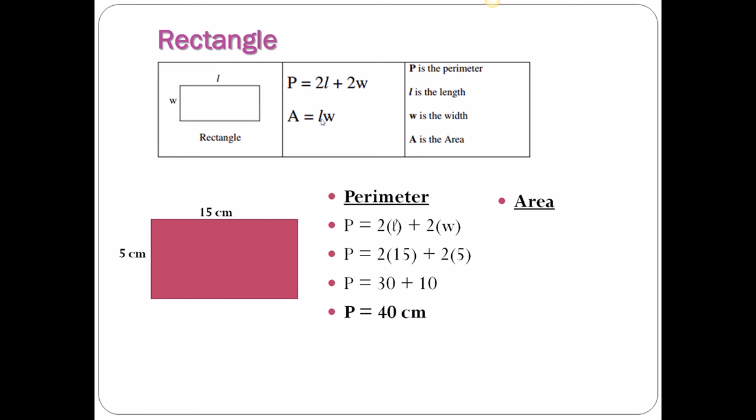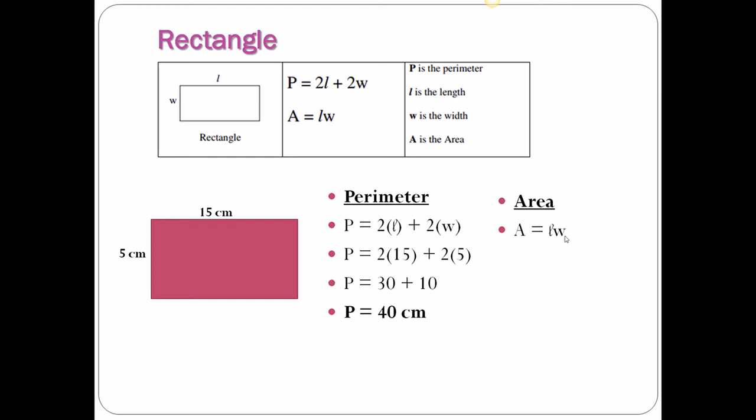Area, L times W, that's length times width. Okay, so I write my formula down. And you may think it's redundant to write your formula down, but I always write the formula down. It helps me keep organized. And if I stay organized in my math, I don't make mistakes. And it's just easier for me to do. So my length goes here, that's 15.